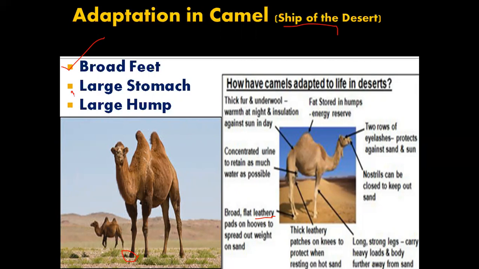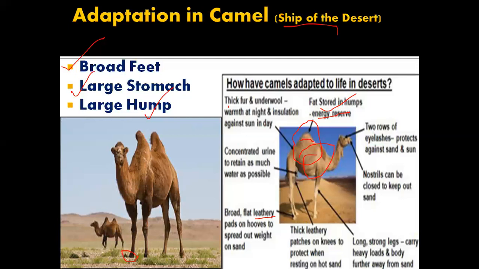Number two, it has a large stomach to store more and more food and water inside it, as well as a large hump used to store fat, which is an energy reserve. If it does not eat for a longer period of time, for months we can say, it can survive in the desert because it stores lots of fat in the hump, and its body utilizes this fat gradually on a regular basis. So if it does not get any food or water, this hump gets shorter and shorter due to the consumption of the fat.